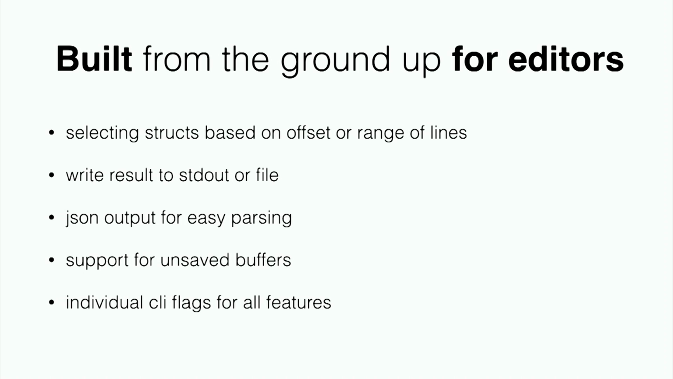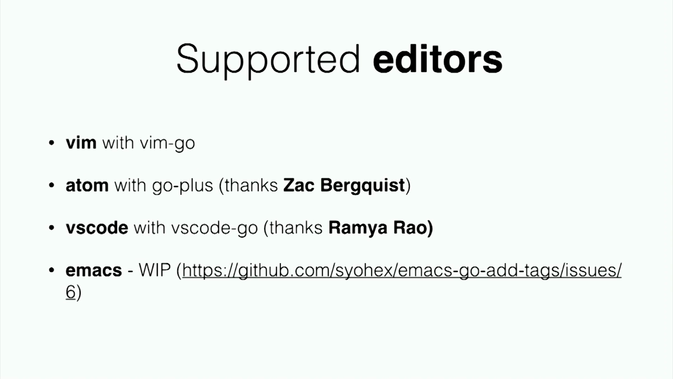So this tool was built from the ground up for editors because nobody uses this from the CLI. That's why it has the offset mode and the range of lines directly. You can write to the standard output, or you can overwrite the file itself if you want. It has custom JSON output, and it has support for unsaved buffers, if you need it, which is more advanced. And then it has individual CLI flags for all the features you need. The supported editors are Vim, because I wrote this and I also had to add it to Vim, and then we have Atom and VS Code.